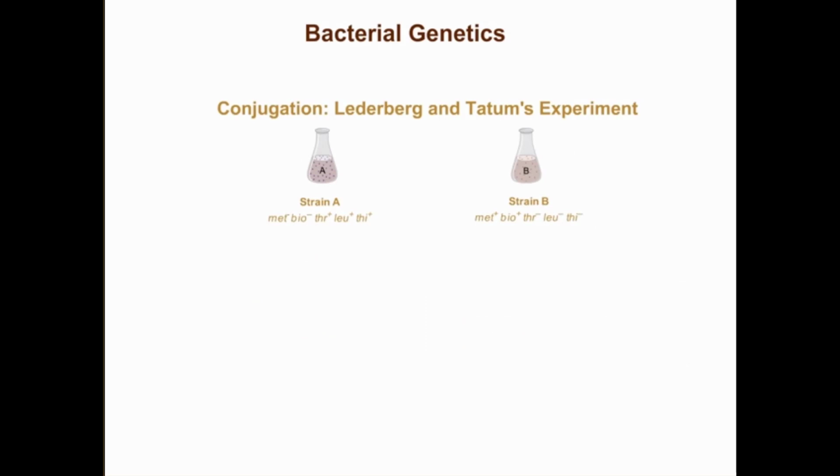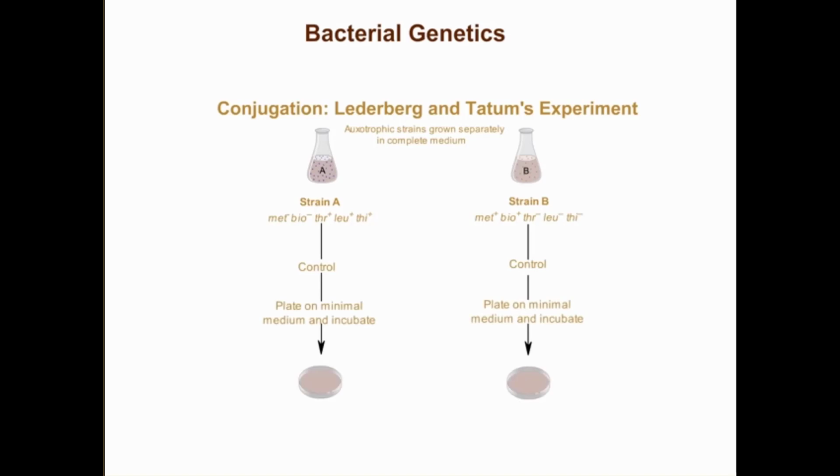First, the two strains were grown separately in liquid culture medium that was supplemented with all the required nutrients for each mutant strain to survive and grow. Each strain was then separately plated on minimal medium. This medium lacked the nutrients required by the auxotrophs: methionine, biotin, threonine, leucine, and thiamine. No growth was observed on the plates, meaning that none of the cells from either of the cultures had spontaneously reverted back to normal cells, prototrophs, capable of making these nutrients.